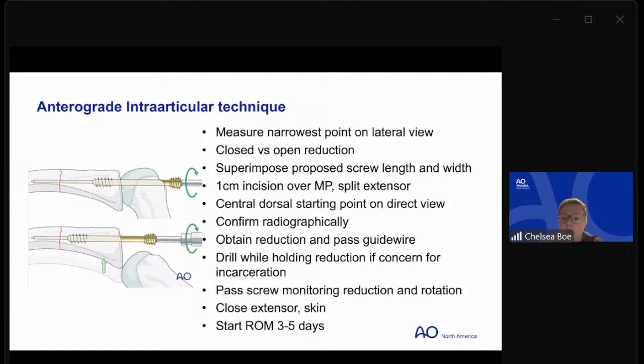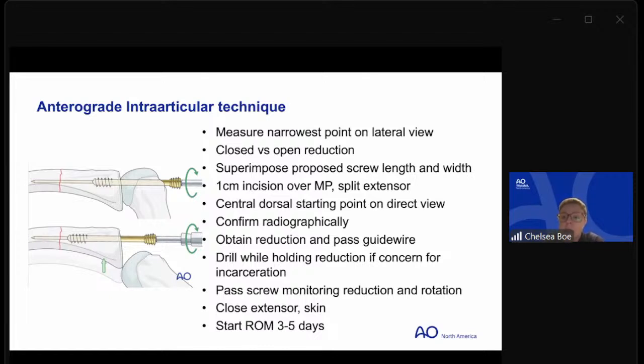Often our hand radiographs aren't calibrated for precise measurements, so your pre-op measurement is an idea and you need to check it intraoperatively. In this anterograde intra-articular technique, an incision is made over the MP, splitting the extensor. The start point is directly visualized and confirmed radiographically, obviously in multiple views. You then pass the wire holding the reduction, similar to if you were reducing a femur. And then you decide whether or not you need to drill.